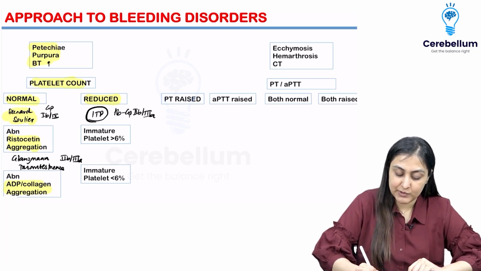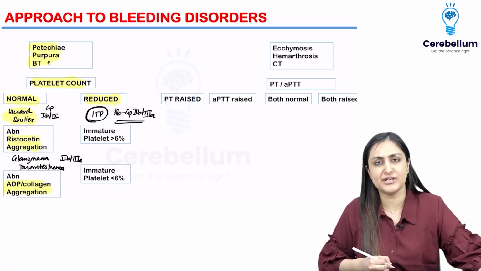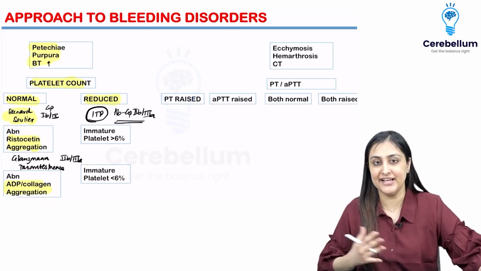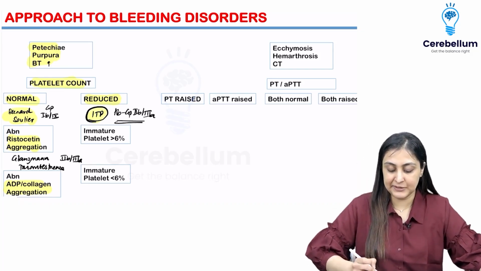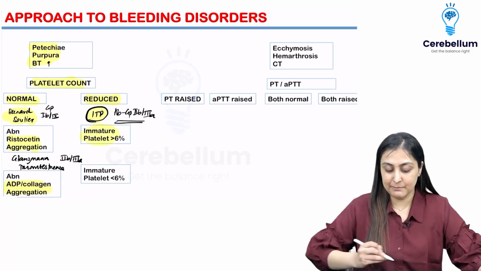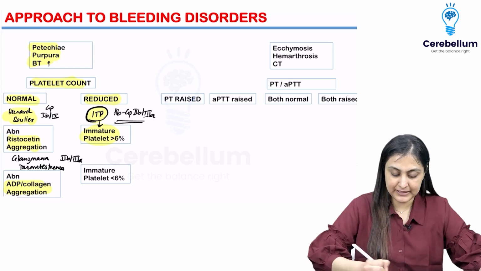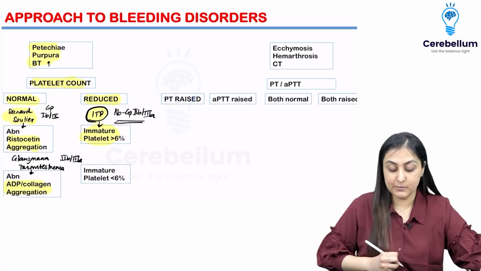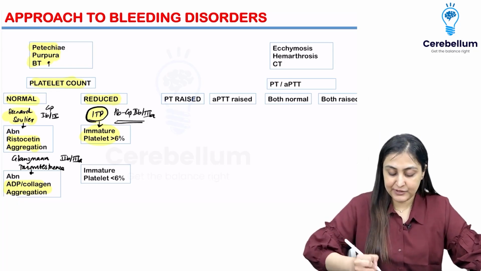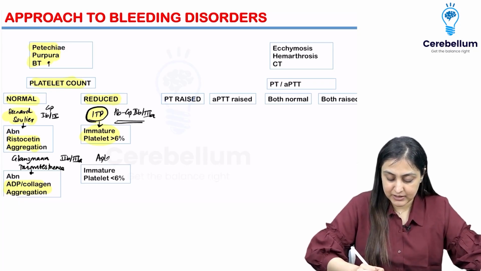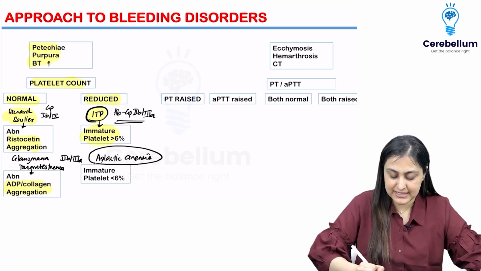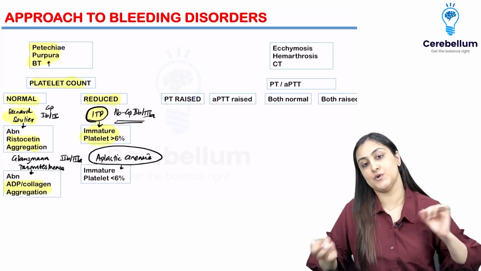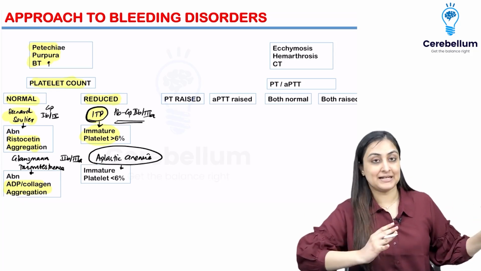Okay, so this is what you want to remember, that this is also associated with some diseases like HIV, HCV. So you can have underlying disease, but this is basically an autoimmune disorder where the immature platelet count is going to be higher, alright, meaning the bone marrow is responding. But if the bone marrow is low, then you think in terms of aplastic anemia. It's the problem with the bone marrow itself. There the immature platelet count is low. So this is about platelet side.